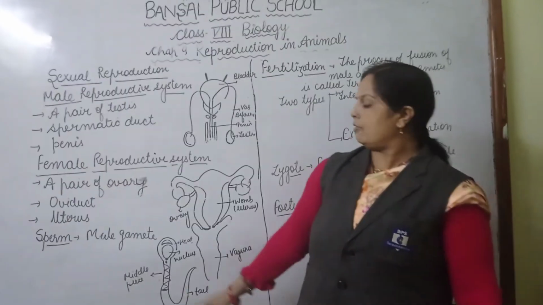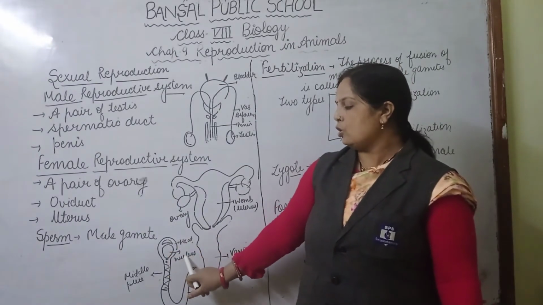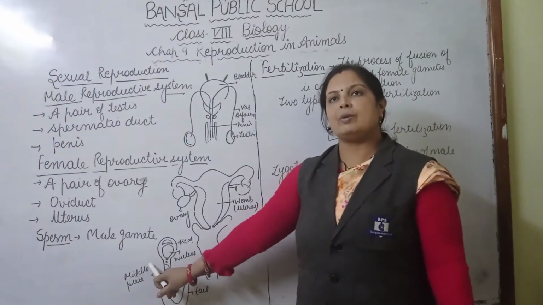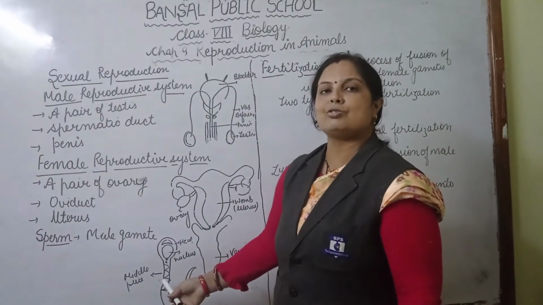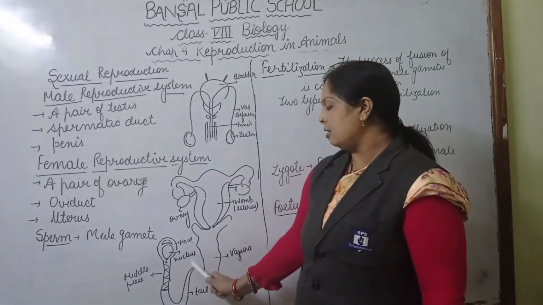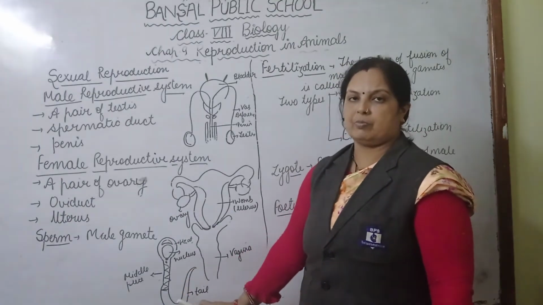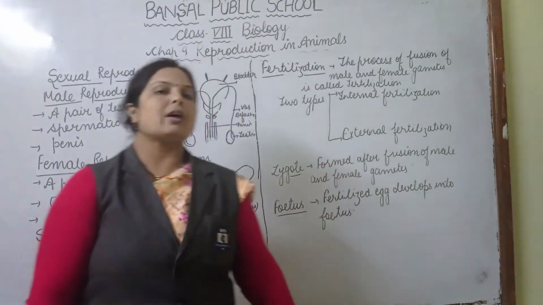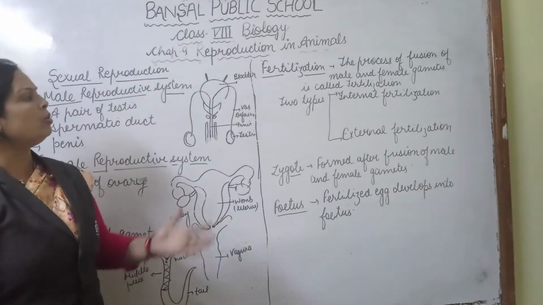So in other words, sperm consists of three parts: the head consists of the acrosome and nucleus. The second part is the middle piece, whose function is to provide energy due to the presence of mitochondria, arranged in spiral form. And third, what is the function of the tail? The tail helps in locomotion of sperms. That's why sperms enter into the vagina of the female body during copulation.